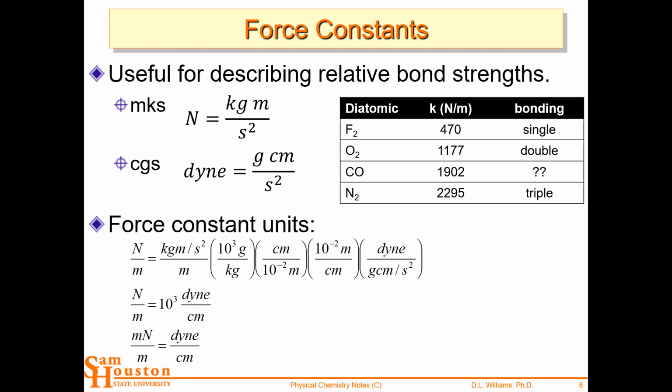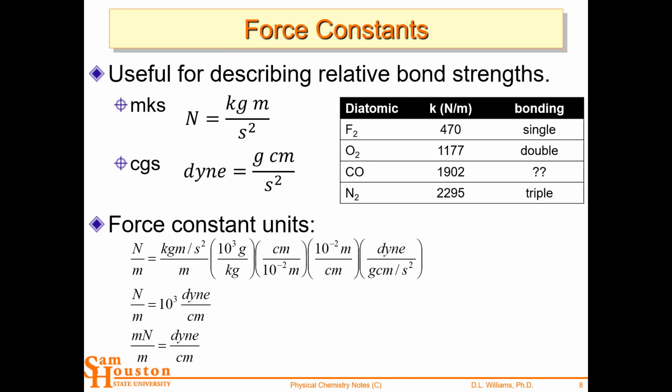Let's look at force constants a little bit. What information do we get from force constants? It can tell us a little bit about the bonding in a molecule. So single bonds have a smaller force constant than double or triple bonds. For difluorine, the force constant's around 470 newtons per meter, and that's typical for a single bond. So about 500 newtons per meter would be a single bond.